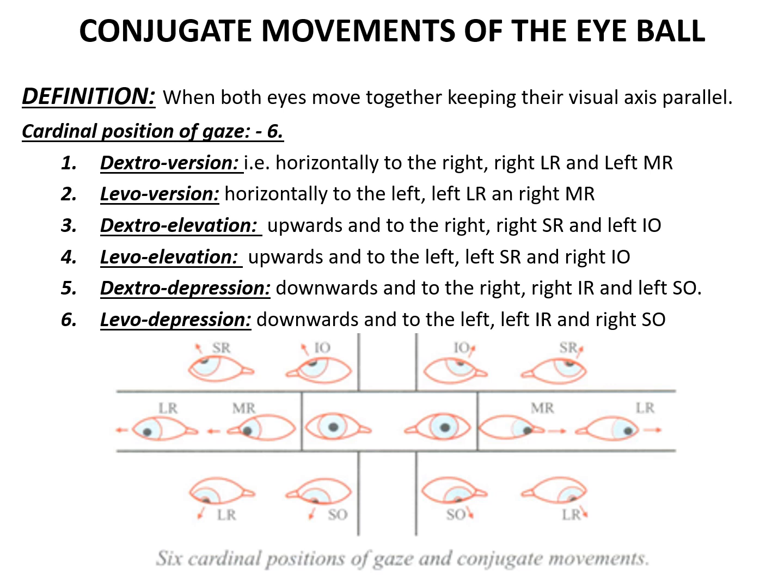Here in this picture you can appreciate both eyes in primary position and the six cardinal positions of gaze: levoversion, dextroversion, levoelevation, dextroelevation, levodepression, and dextrodepression. These are called the conjugate eye movements in the six cardinal positions of gaze.